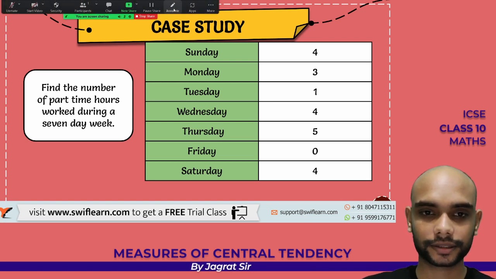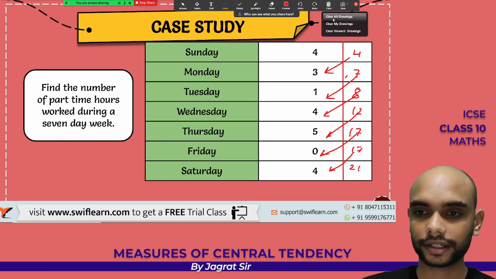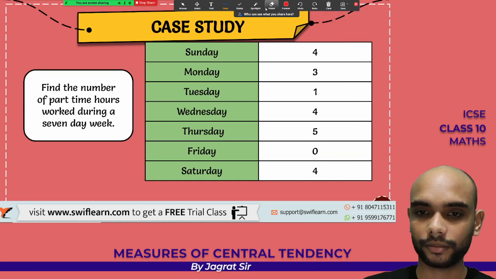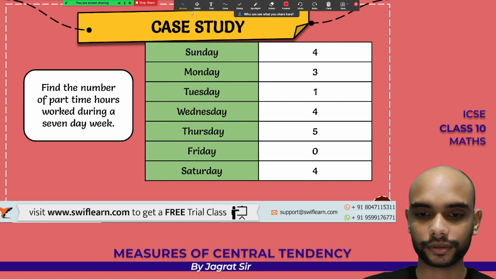Let's first make a cumulative frequency of it. Then half of it will give you the answer. How to form cumulative frequency? 4 plus 3 is 7, 7 plus 1 is 8, 8 plus 4 is 12, 12 plus 5 is 17, 17 plus 0 is 17, 17 plus 4 is 21. This is how your cumulative frequency will form, and then you can find half of it and that will give you your answer. Okay, moving on.